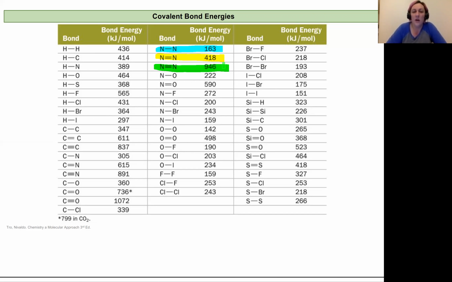943. So as I'm increasing the number of bonds that are breaking between those 2 elements, it's not a linear increase in energy. Otherwise, that triple bond for nitrogen would be under 600 kilocalories, but it takes more. And that's because these atoms, as we increase the number of bonds between them, are getting closer and closer together.